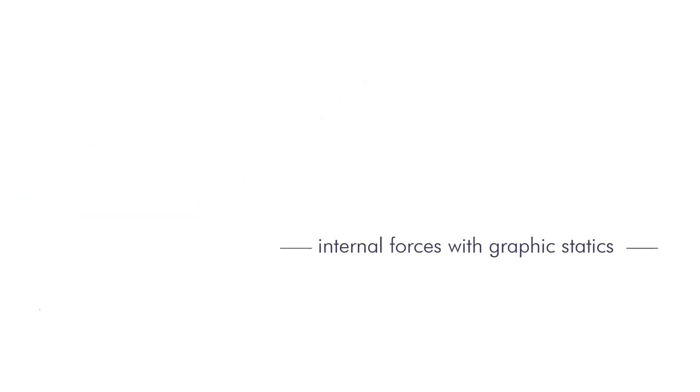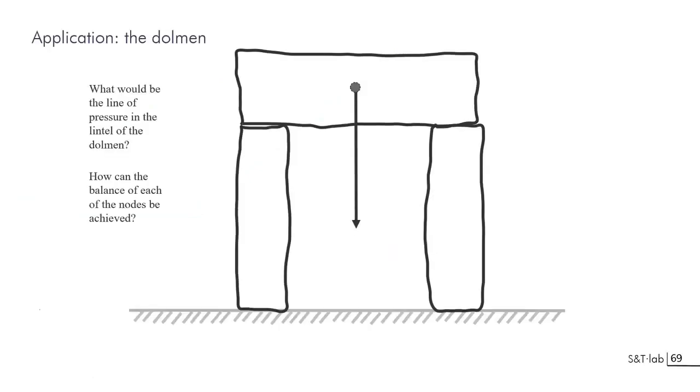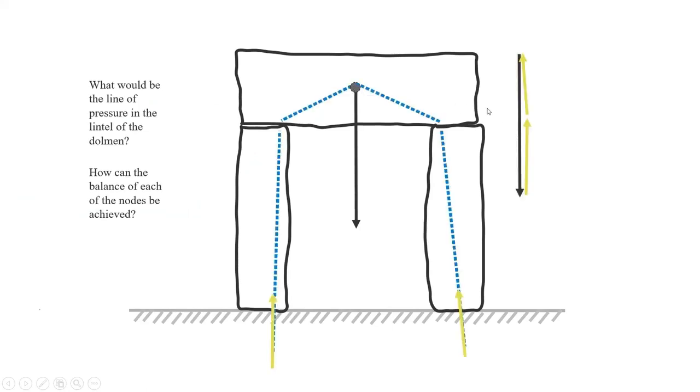Let's move on to the question of internal forces with graphic statics, taking the example of a dome. So this is a huge stone resting on two stone pillars on each side. We're just considering the weight of the stone above, with the resultant applied at the center of gravity. And you can see that you have to connect this center of gravity here, so you will know what the trajectory of the force will be. We can say that this is a kind of thrust line.